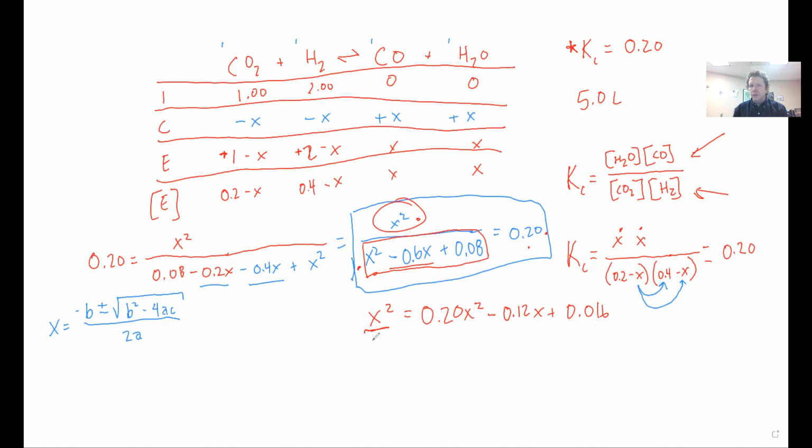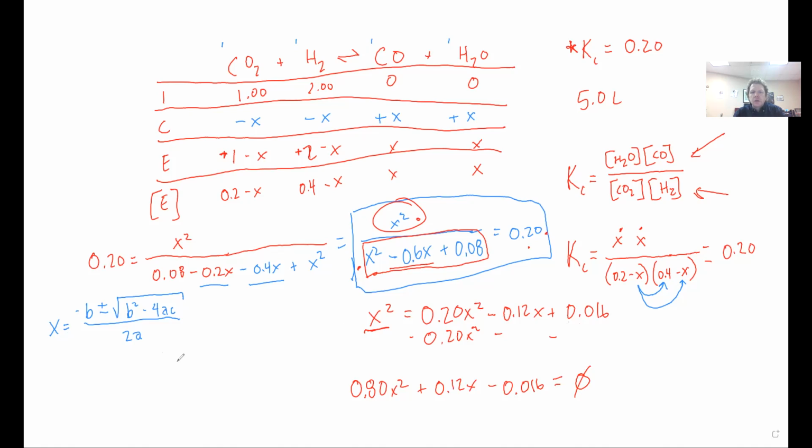Okay, so now that I have this equation right here, what I'm going to do is leave this x squared on its own side and subtract everything on the right side of my equation to get it onto the left side of the equation. So x squared, I can subtract from that 0.20x squared. Well, this is effectively 1 minus 0.2, which gives me 0.80x squared. Subtracting negative 0.12 gives me positive 0.12x. Subtracting the 0.016 equals 0. So I set my entire equation to 0.